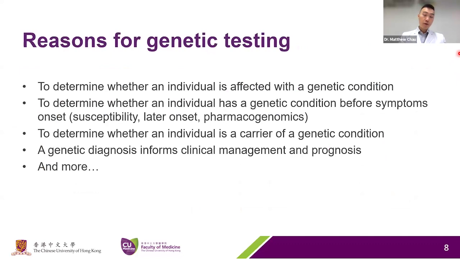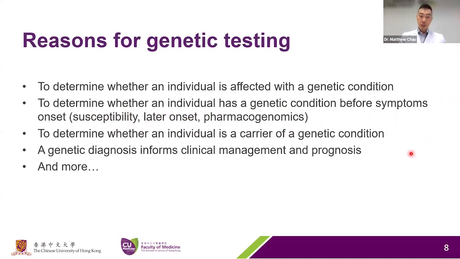So what are the reasons for getting genetic testing? The first would probably be to diagnose a patient who is affected with a genetic condition. We can also do carrier testing, for example, to determine whether an individual carries a pathogenic mutation that could be passed on to future offspring. We can also do pre-symptomatic testing, for example, testing for later onset diseases like Huntington that runs in the family. There are also other uses, for example, susceptibility, and even how our body reacts to certain drugs, metabolisms.